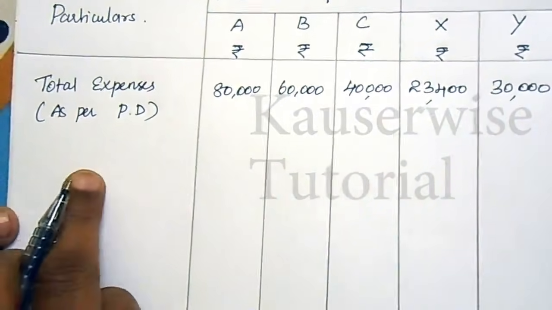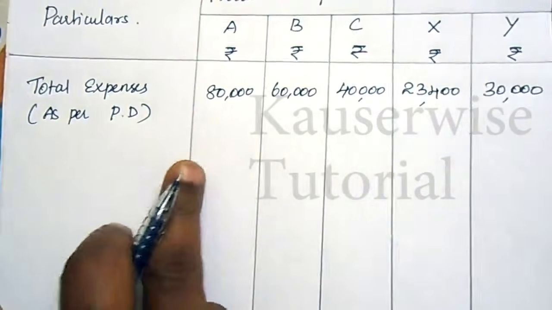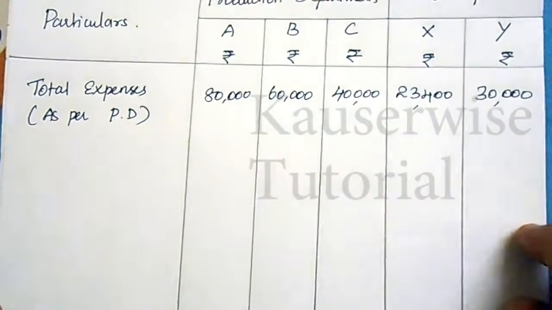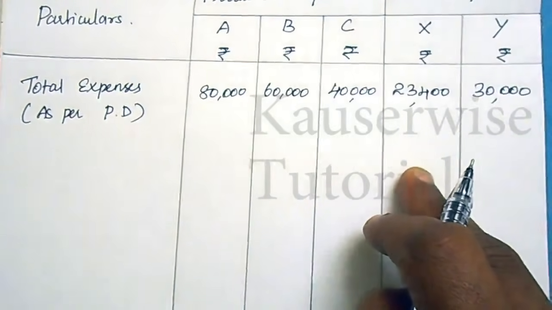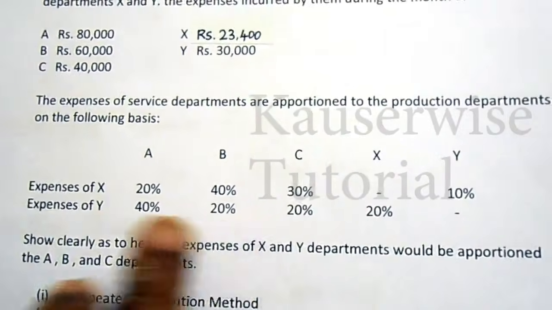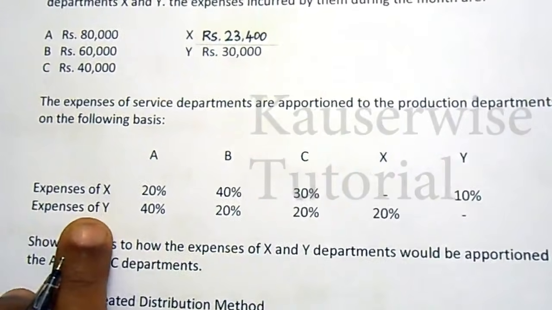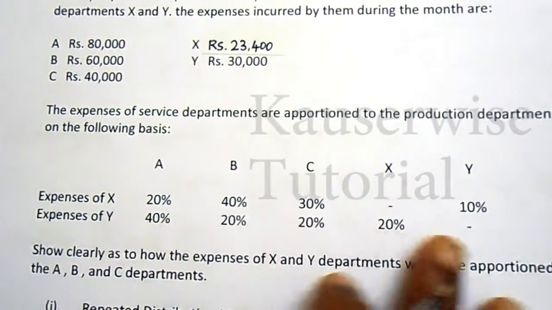Now take the X department overheads, which will be reapportioned to all the departments except the X department, based on the percentage which is given in the problem. Look at the problem. For redistribution of service department expenses to production department expenses, you need to follow the percentage which is given in the problem.